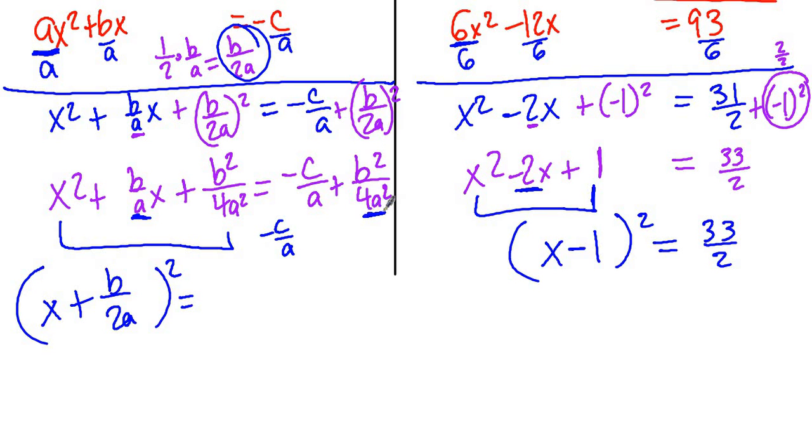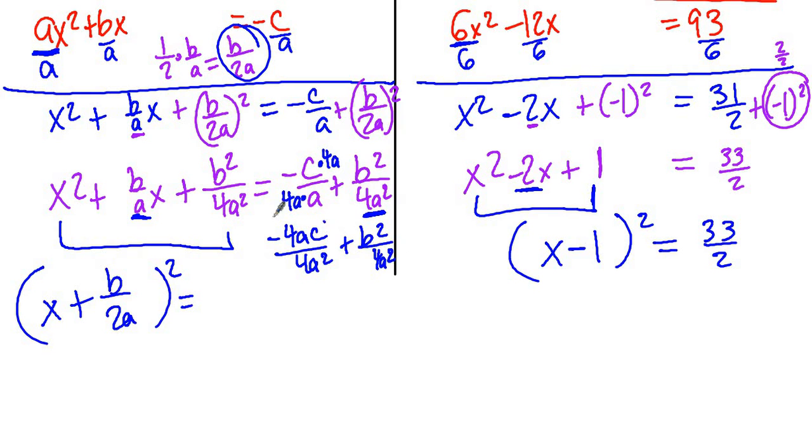The common denominator here would be 4a squared, so I need to multiply a times 4a, and that will give us our common denominator. So let's rewrite that for a sec. The top right there is going to become negative 4ac, because negative c times 4a would be negative 4ac. The bottom is 4a squared, and then this side stays the same.